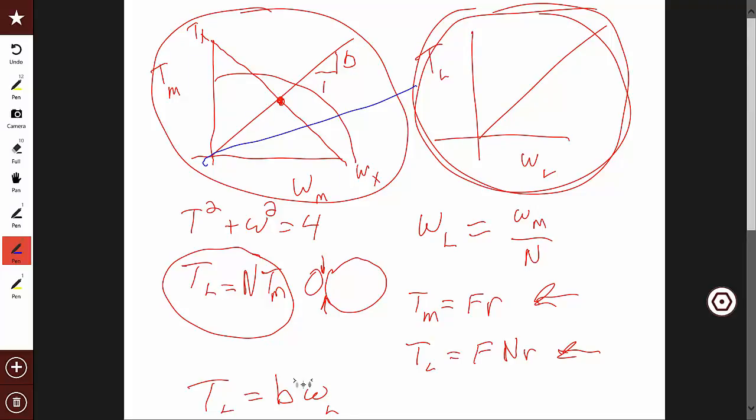Right? So let me summarize. What's the effect of putting a speed reducer on the operating point? It lowers what? The torque and increases what? The speed. In general, that's what it does.